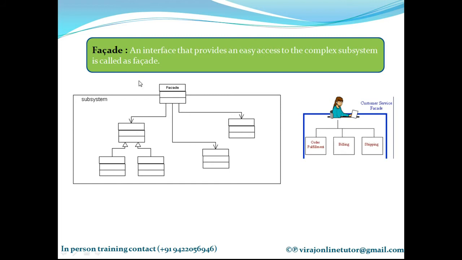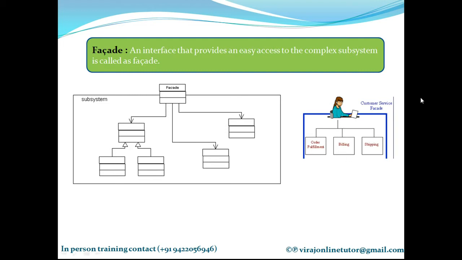So the client talks to only the facade. And the facade internally directs your request to the respective classes. So I'm talking only to the facade from outside, and the facade is directing the request to this class or this class or this class on its own.